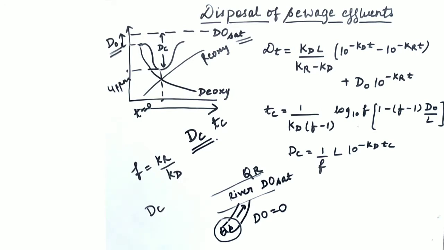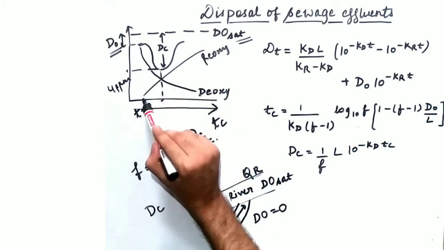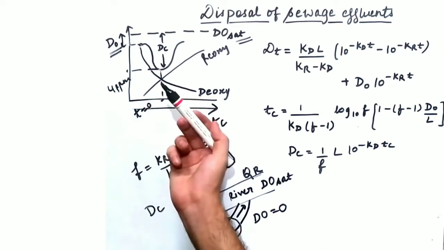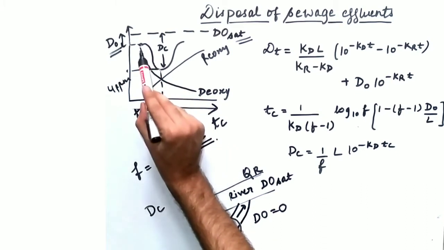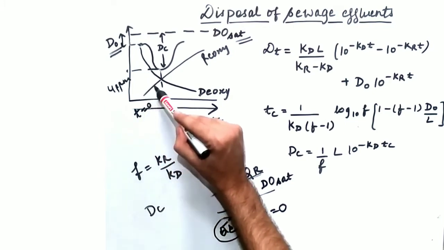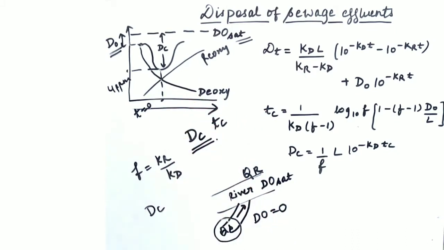Now how to calculate all these things? See, this is the reoxygenation. When you add, the reoxygenation is minimum and deoxygenation is maximum. Deoxygenation means reduction of oxygen is maximum, and then the depletion starts decreasing and reoxygenation starts increasing, and at this particular point, at the point of equilibrium, we get the value of Dc.